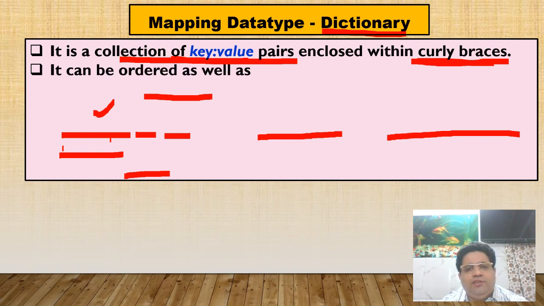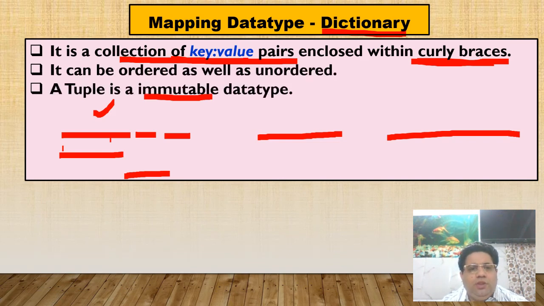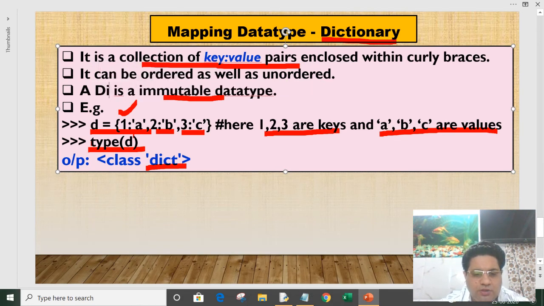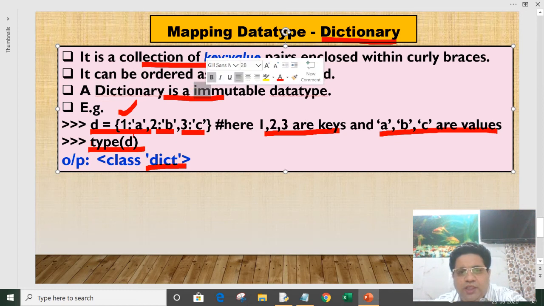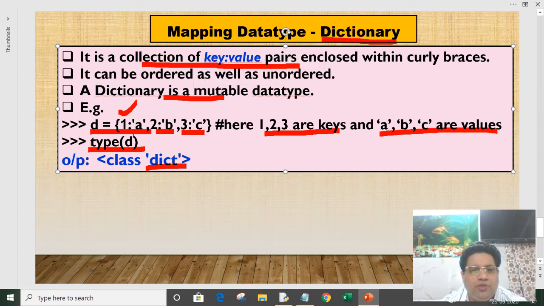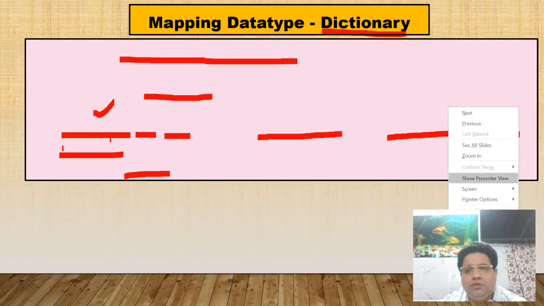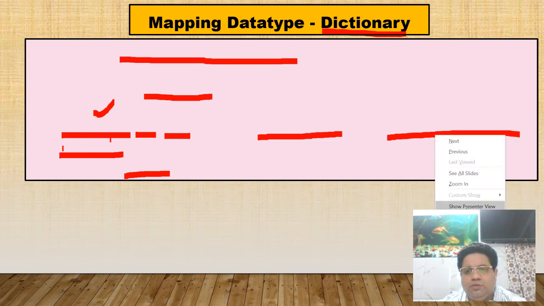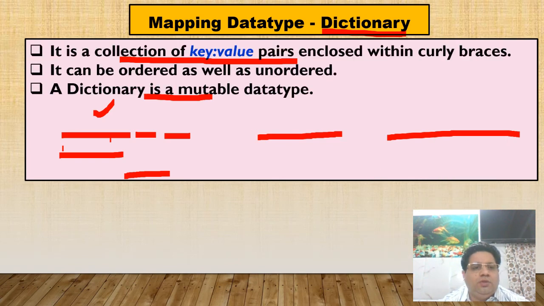It can be ordered as well as unordered. A tuple is an immutable data type. Let me correct this. A dictionary is a mutable data type. A dictionary is a mutable data type. Let me save it, again run it. So a dictionary is a mutable data type.